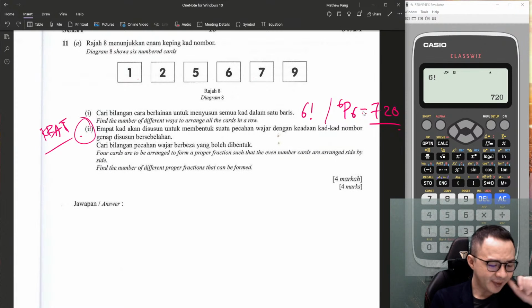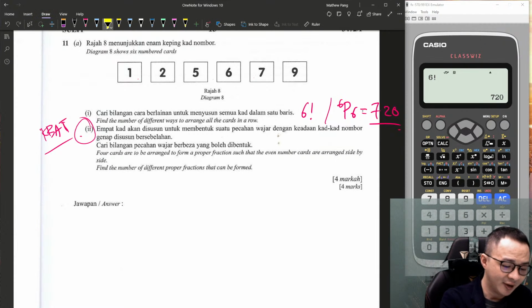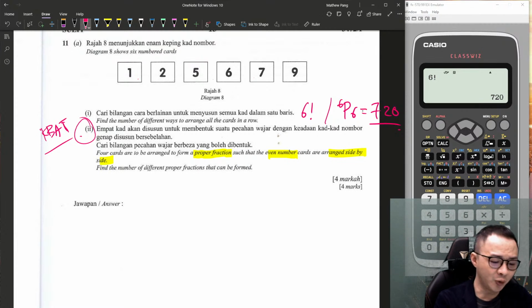Okay, then this one: 4 cards are to be arranged to form a proper fraction such that the even cards are arranged side by side. So right now you have 2 conditions you must pay attention to. First condition, this fraction must be a proper fraction. Second, the even numbers must be arranged side by side. The only even numbers we have here are 2 and 6.